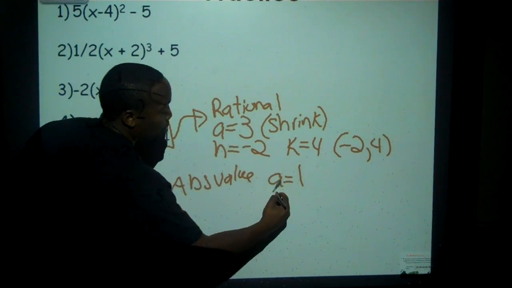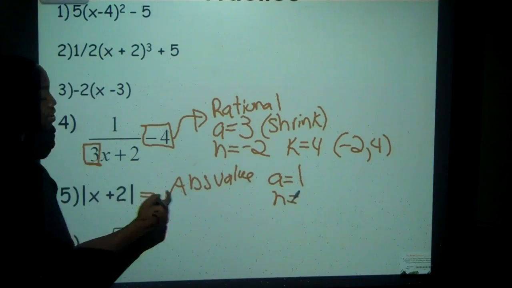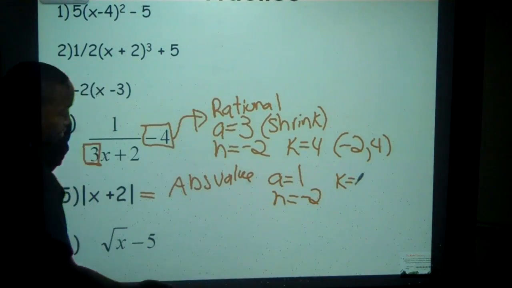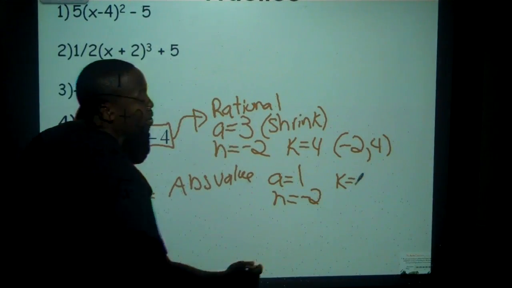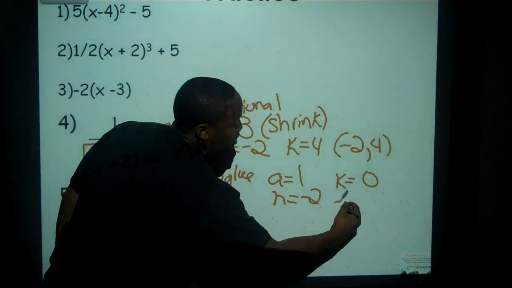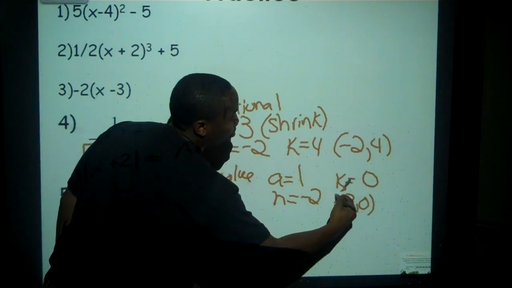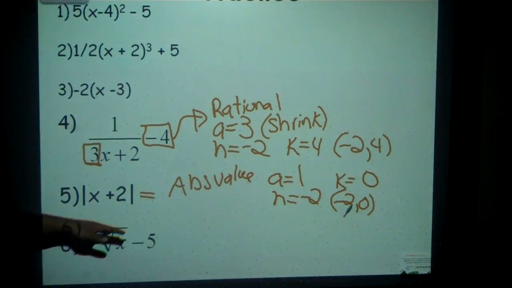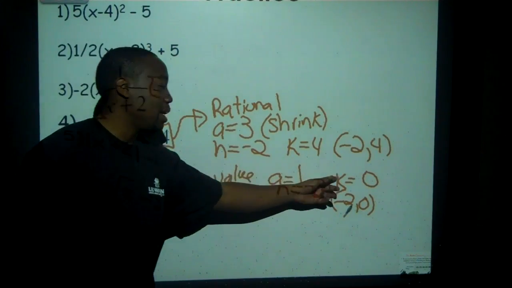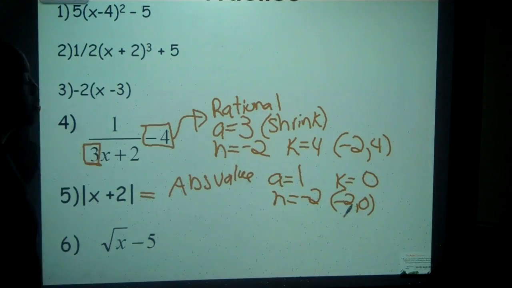The H in this situation, because it's a +2, it's going to give you a -2. And my K, do I have a K here? I have no K here, so this will give me 0. And when I bring those together, the vertex will be -2, 0. Alright, absolute value, my A is equal to 1, my H is equal to -2, my K is equal to 0, and -2, 0 is going to be my vertex.